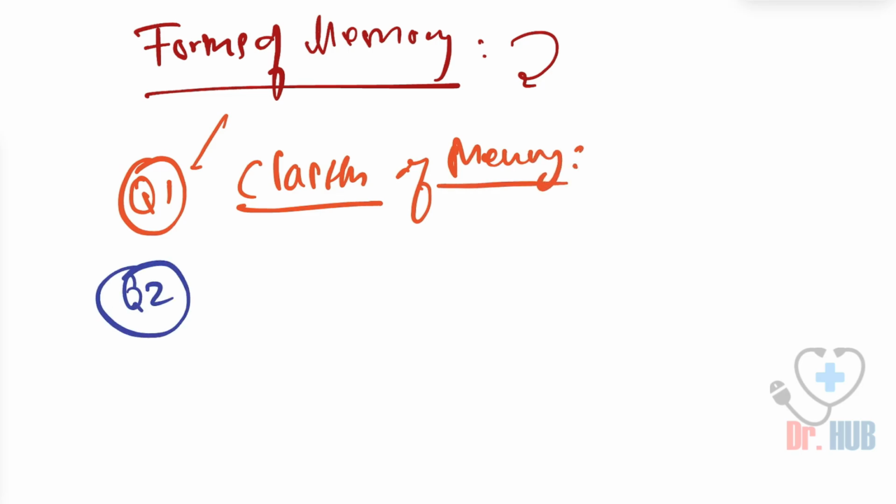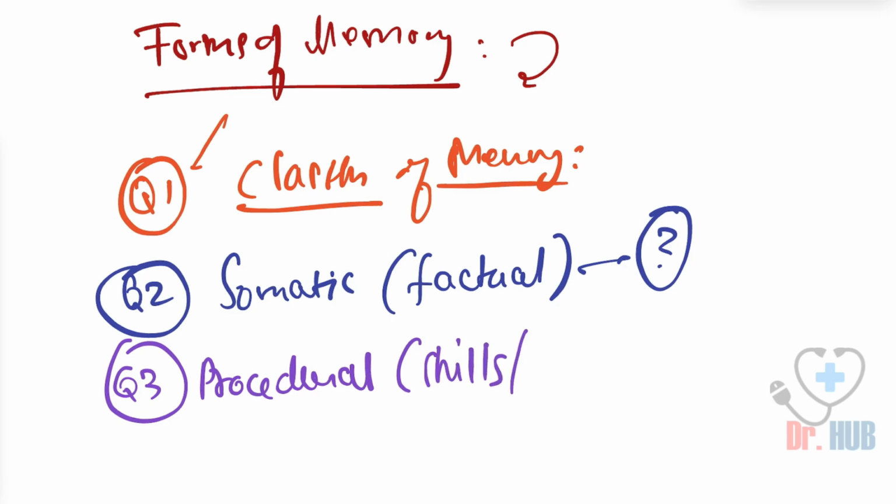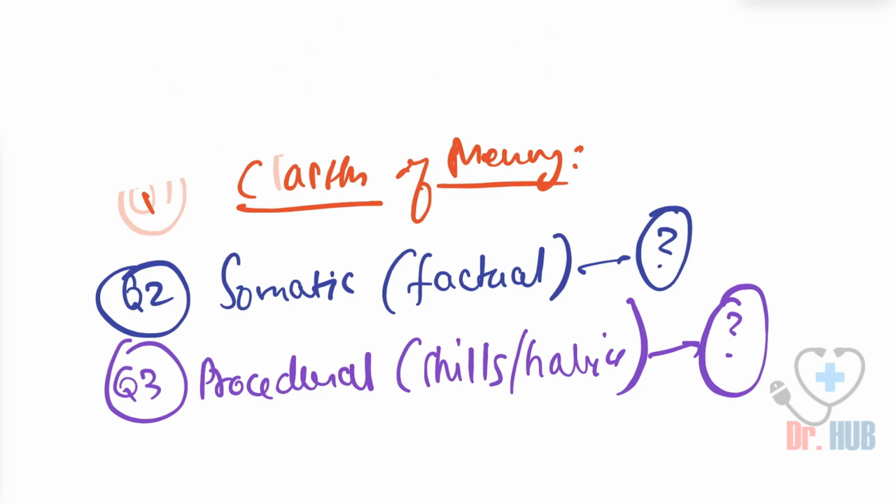The second question will be, in case of semantic, that is in case of factual information, what part of the brain is associated with this? The third question will be, in case of the procedural, that is nothing but it includes skills as well as the habits. In this case, what part of the brain is involved? We will find out the answers to all these questions, and at the end of the video there are some bonus questions as well.